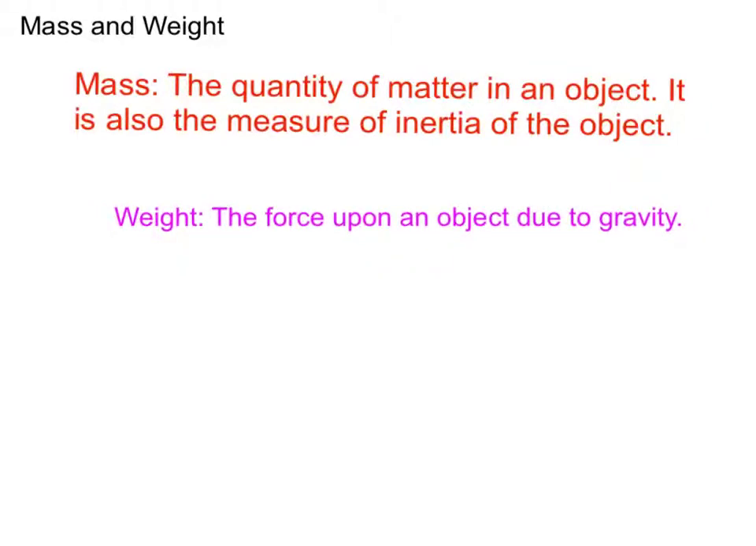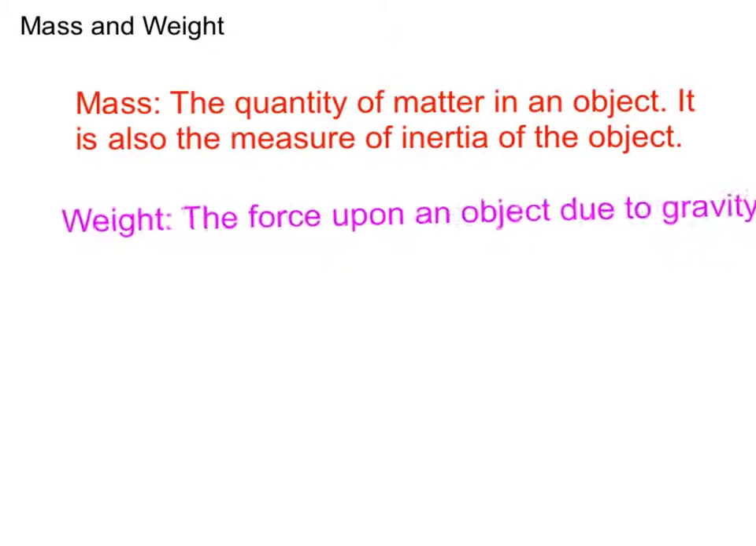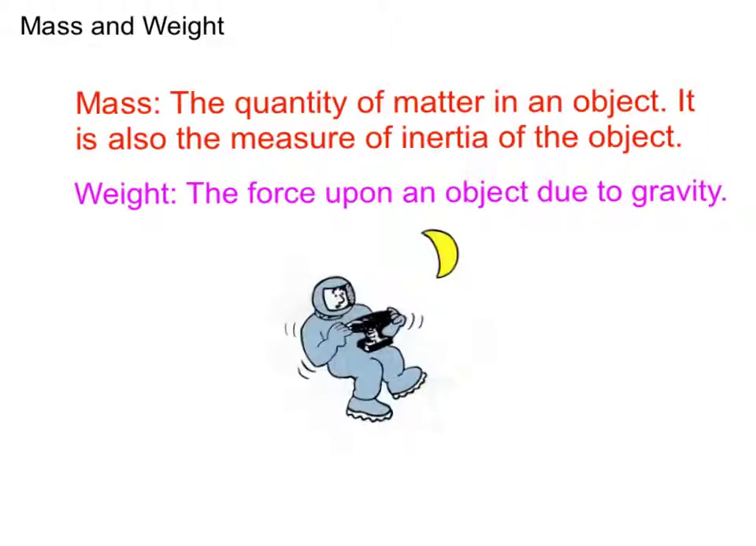We casually say that something has a lot of matter if it weighs a lot, but there's a difference between mass and weight. Mass is the quantity of matter in an object. It's also the measure of inertia of the object, or the sluggishness that an object exhibits in response to any effort to make it start moving, stop moving, or change directions. Weight is the force upon an object due to gravity. So we get an object's weight from the force of gravity pulling on that object.